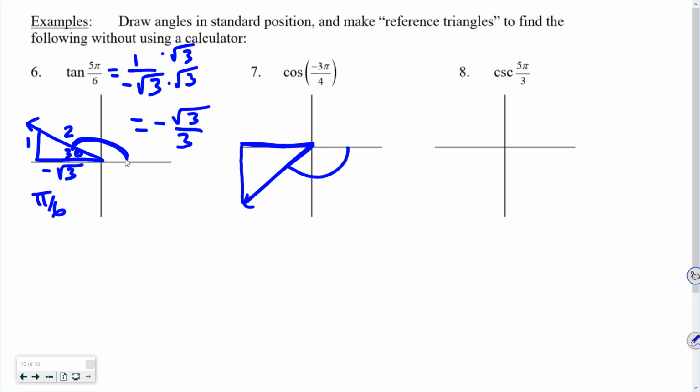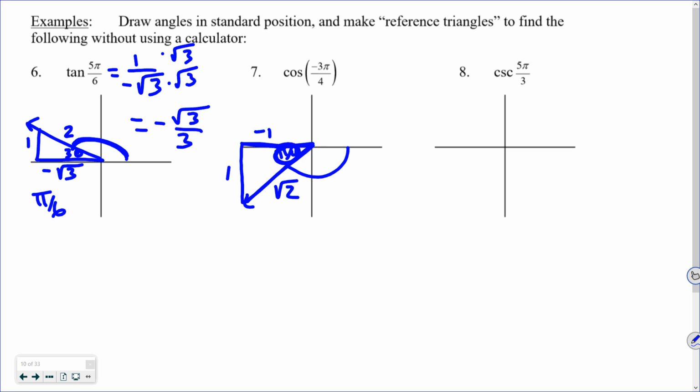Figure out what this angle would have to be. Well, if I go 3/4, this would be 1/4. Well, 1/4 pi, that's really 1/4 of 180. 180 divided by 4 is 45 degrees. So this is really a 45-degree angle right there. So set it up. We know if the legs are 1, the hypotenuse is square root of 2. And make sure you label signs.